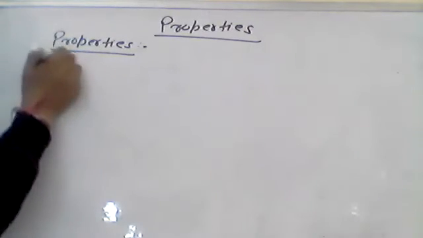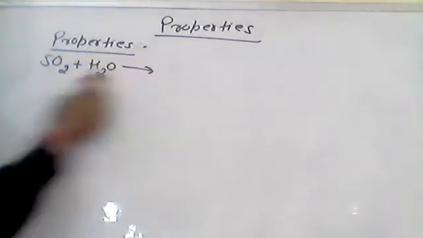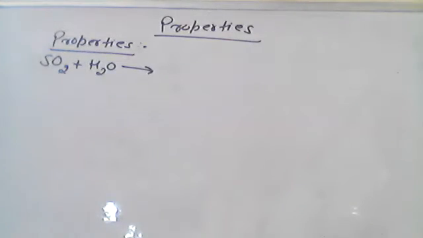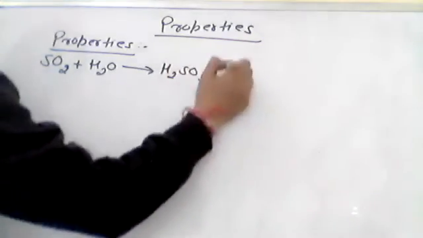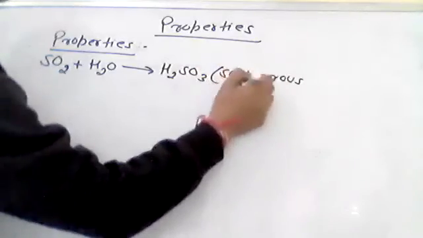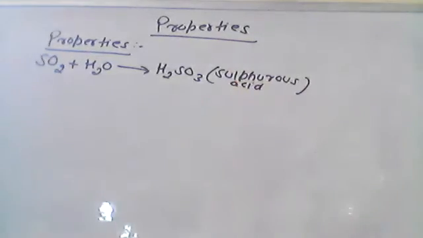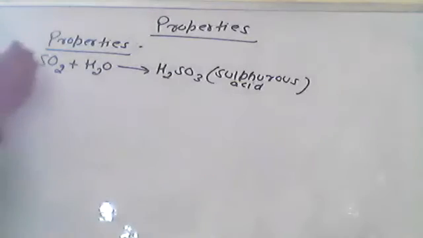Property 1: sulfur dioxide, SO2, if we react it with water. This is a very simple thing, you know it's an oxide of a non-metal. If you react it with water, there's a formation of acid, H2SO3, that is sulfurous acid. Sulfur dioxide has an acidic nature, because there's a formation of sulfurous acid.